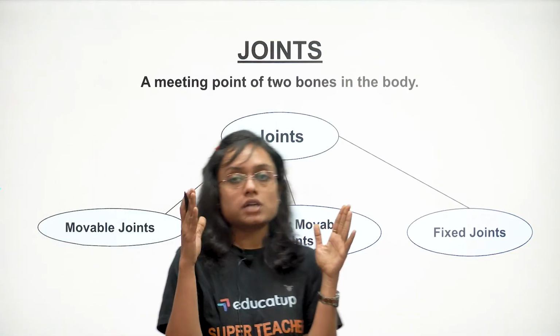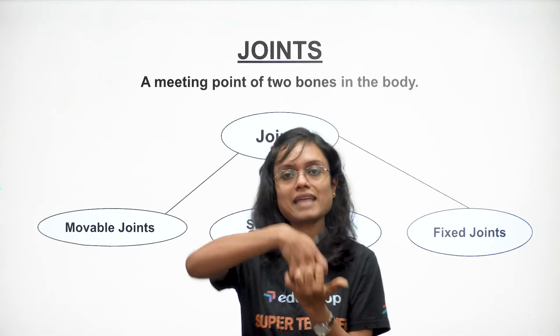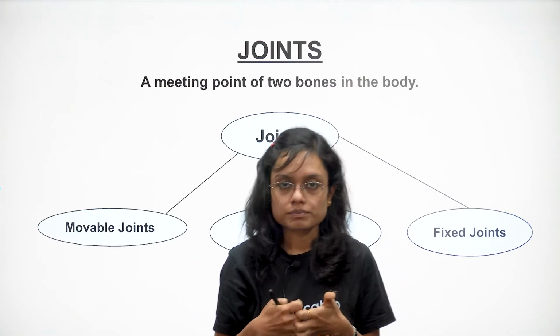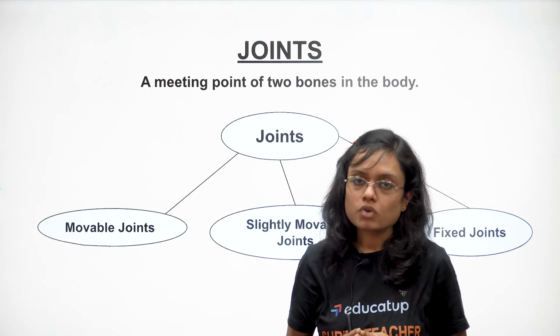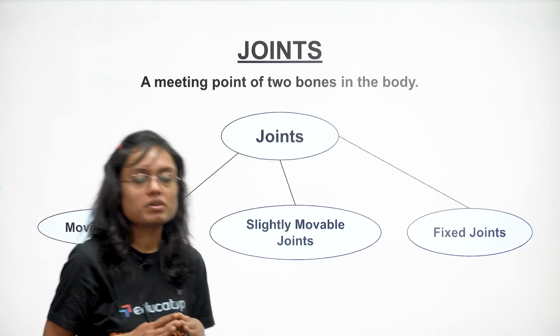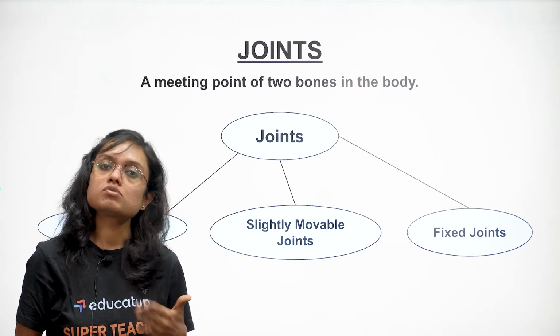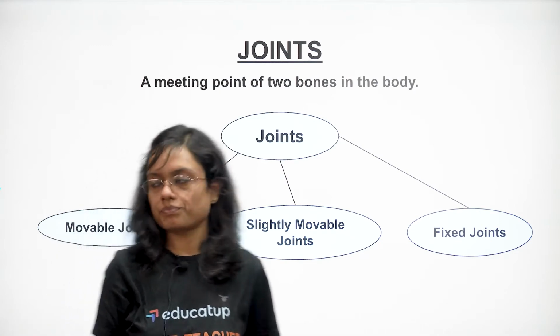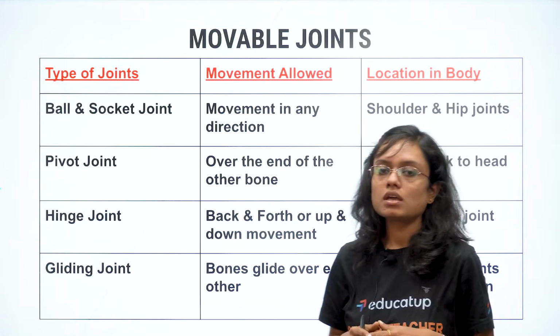Now, a joint is a place where two bones meet. When two bones attach to each other, they make a joint. Now, there are three types of joints in the human body: movable joints, slightly movable joints, and fixed or immovable joints. We are going to study each one of them in detail. Okay, first we are going to study movable joints.